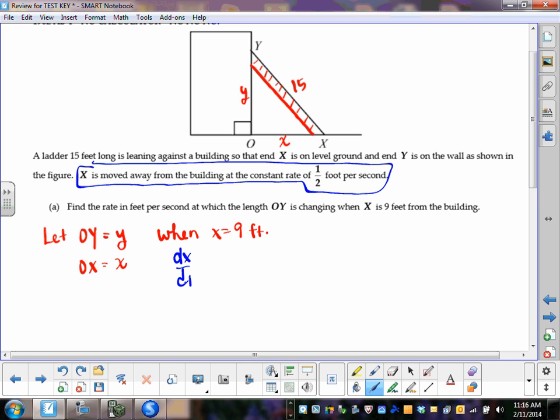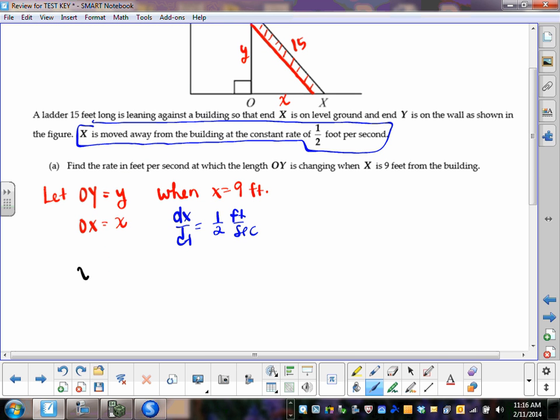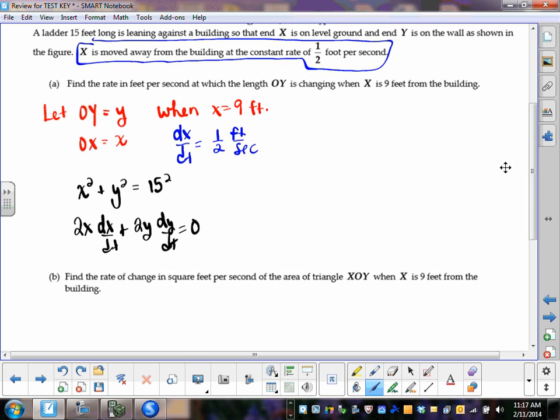So dx/dt is a positive half foot per second. Setting up the relationship that x squared plus y squared equals 15 squared, then 2x dx/dt plus 2y dy/dt equals 0. Now I am going to divide the 2's out of everything, and 0 divided by 2 is still 0, and substitute in.